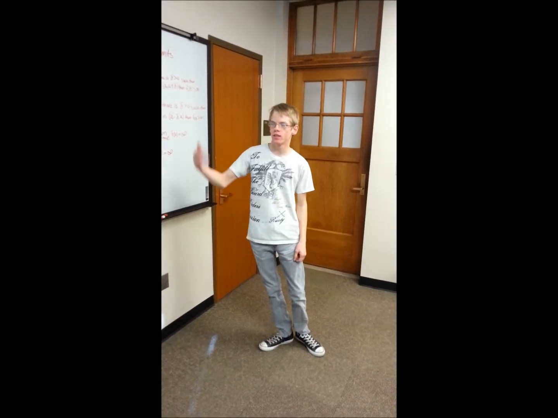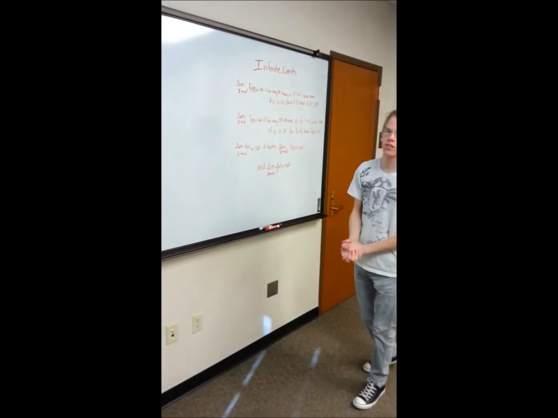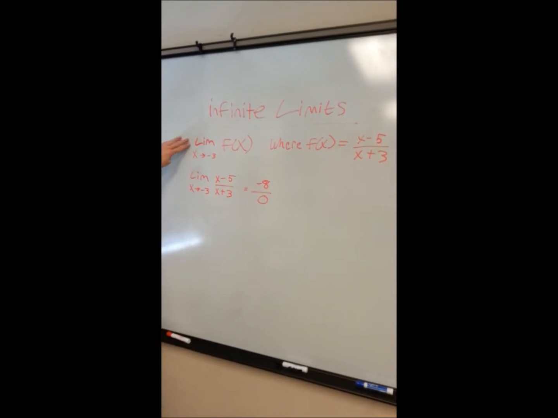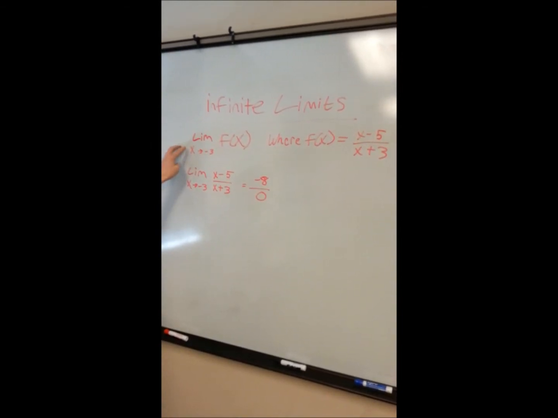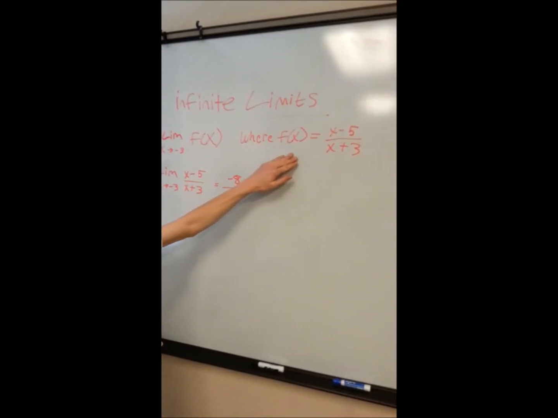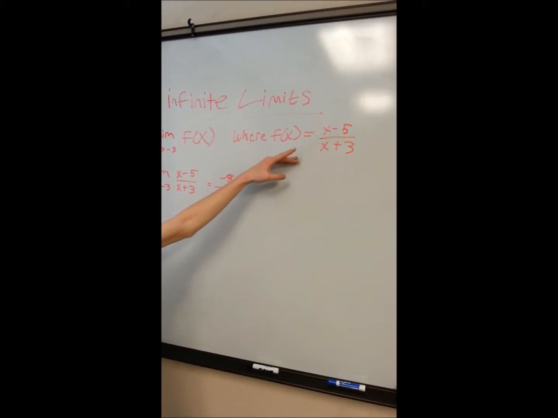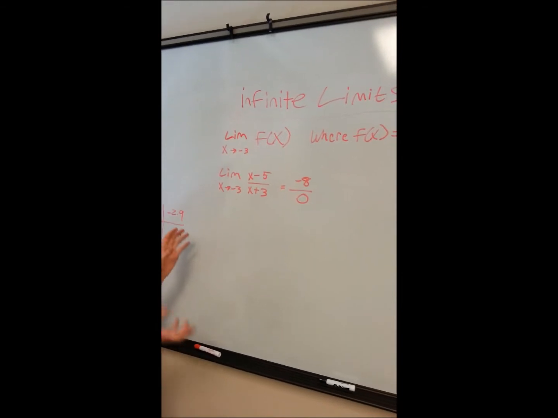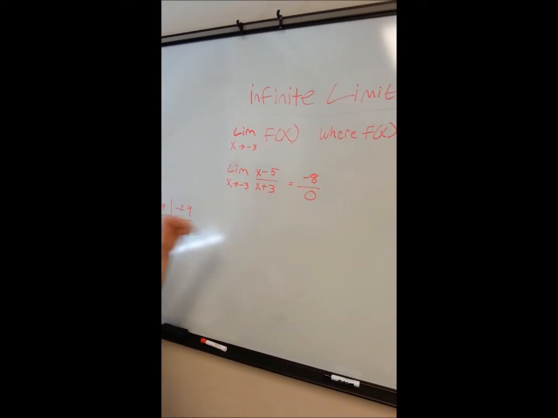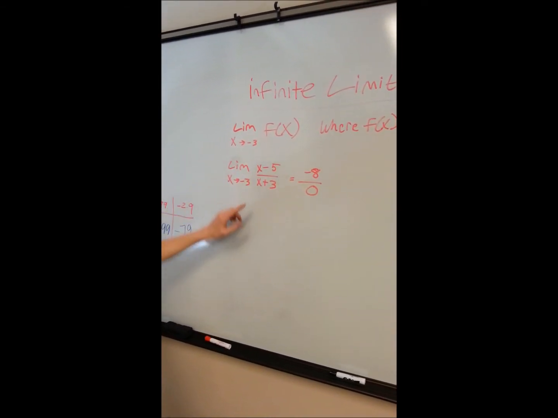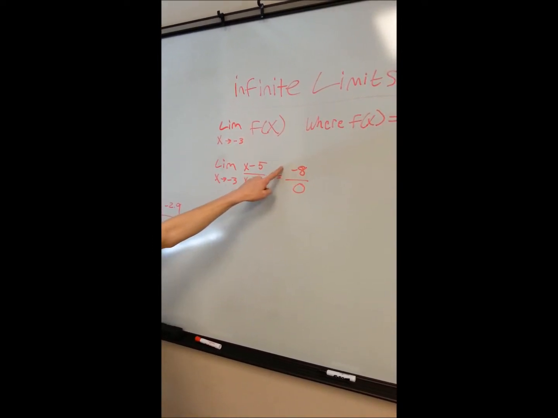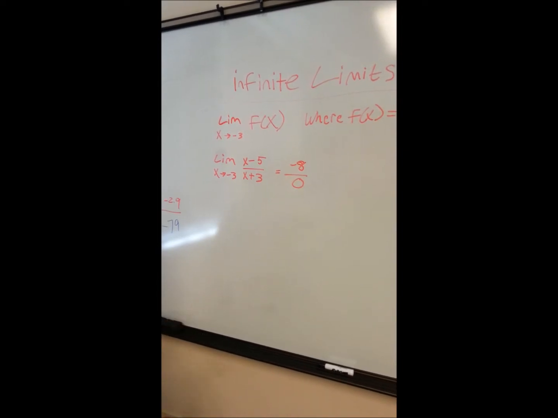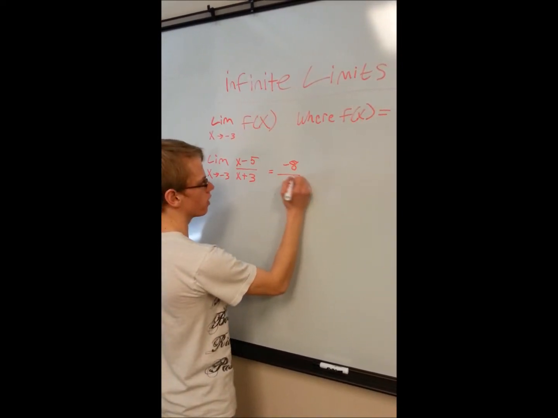I'm Jonathan, and I'll be teaching you guys about infinite limits. So we have infinite limits. For example, we have the limit as x approaches negative 3 of f of x, where f of x equals x minus 5 over x plus 3. Traditionally with a limit, we would just plug it in there and evaluate it. So if we plug this in, we would get that it equals negative 8 over 0. Now this is normally undefined right here.